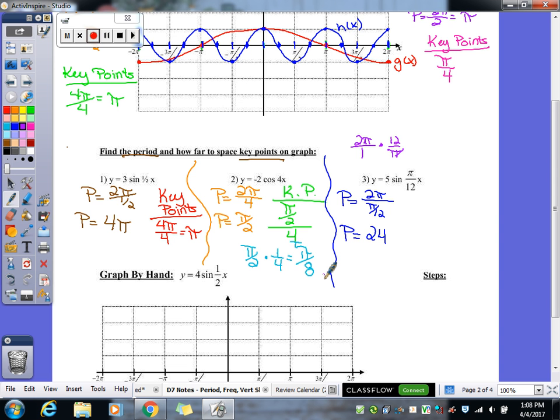And this is an example of one that you would get with a word problem that they would be dealing with time. So your period would be 24, like 24 hours or 24 months or something along those lines. So then for our key points, our period, which was 24 divided by 4, our key points would happen every 6. And again, it's whatever they're talking about, every 6 seconds or every 6 hours.